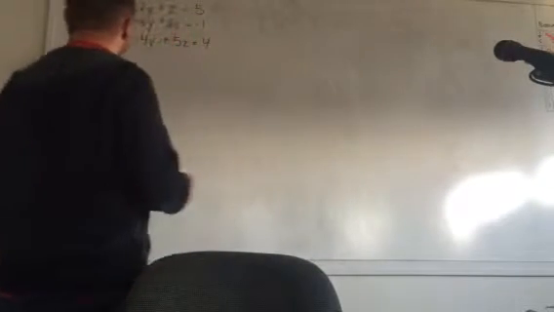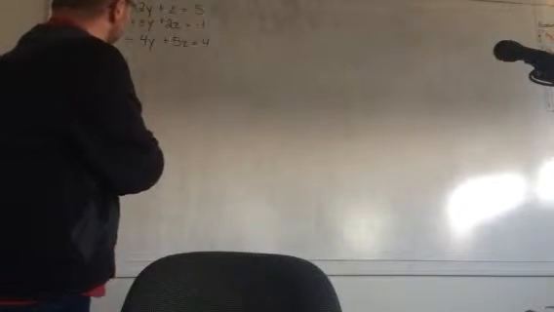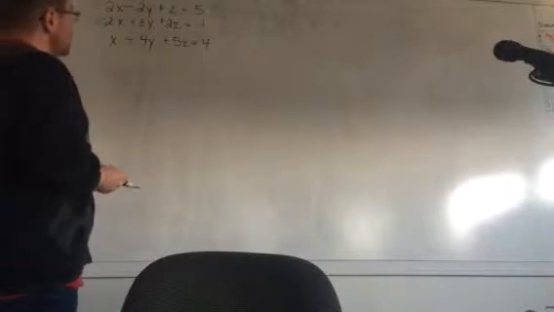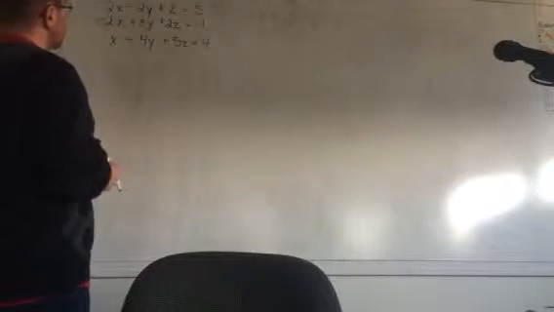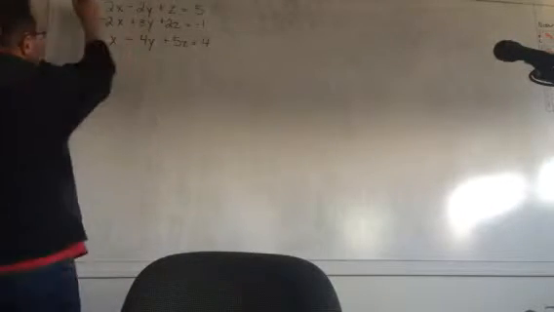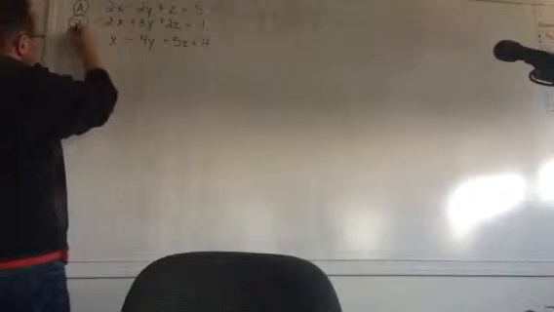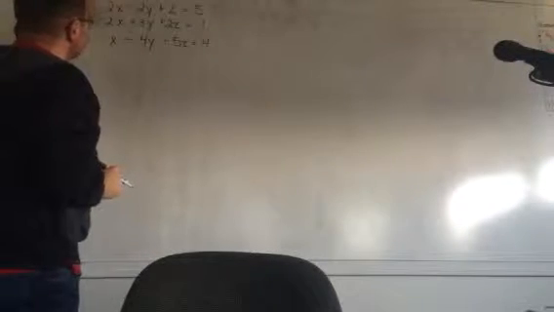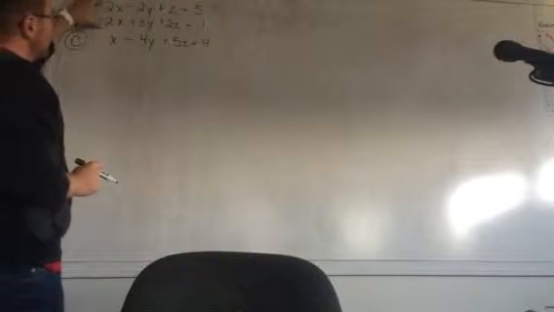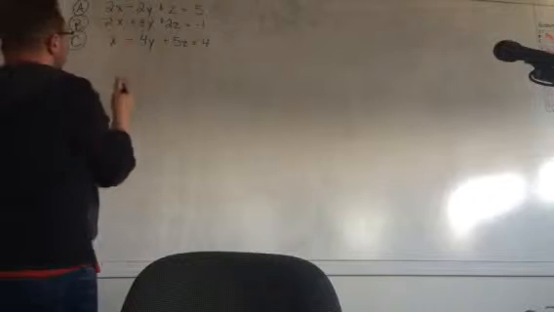Okay, so we are going to solve this system of three equations with three variables. First thing I want to do is figure out what I want to eliminate. I want to look for opposites. I notice that right off, if I label these A, B, and C, just so we can distinguish between the three equations, the first coefficients in A and B are opposites. 2 and negative 2 are opposites. So I'm going to pick those so that I can eliminate the x.